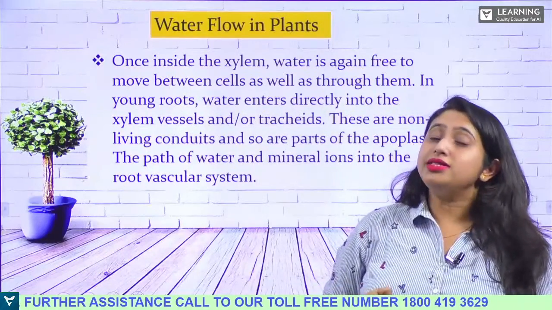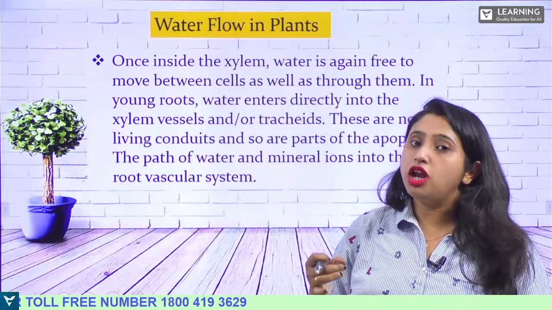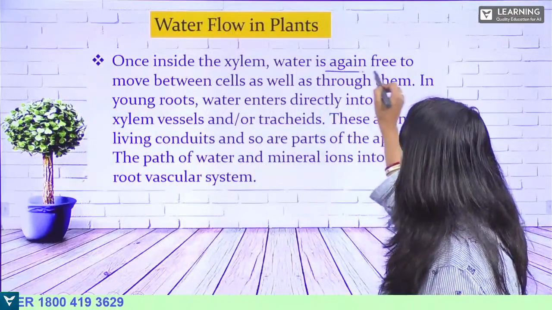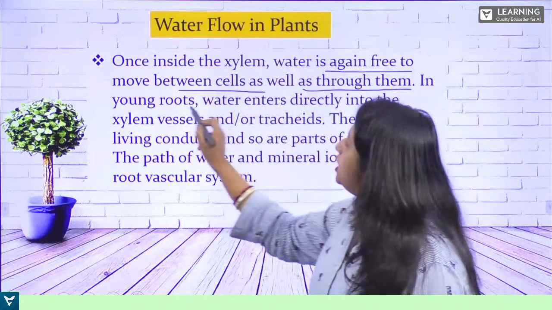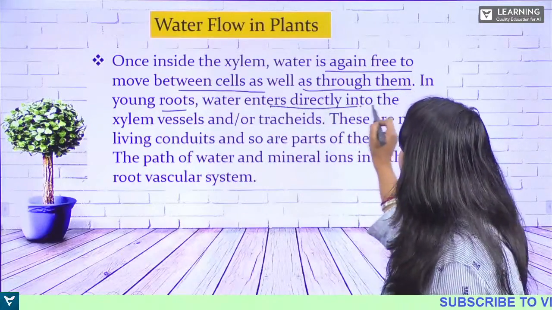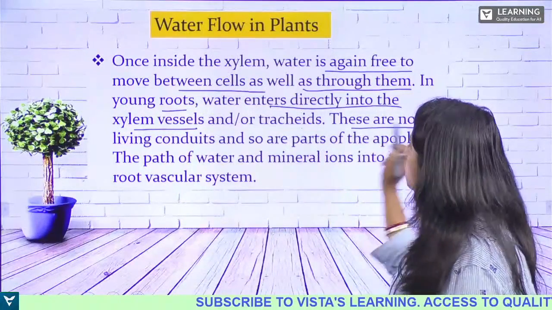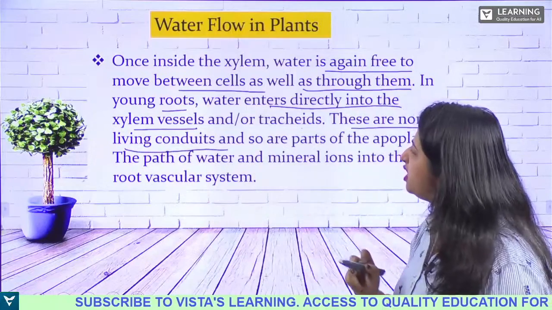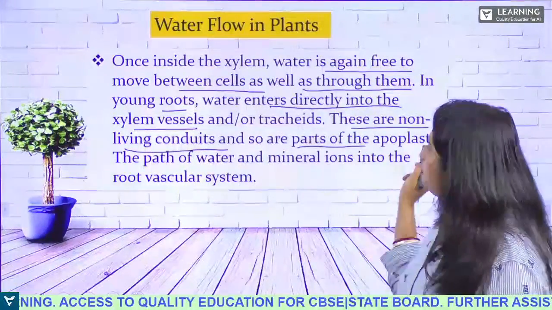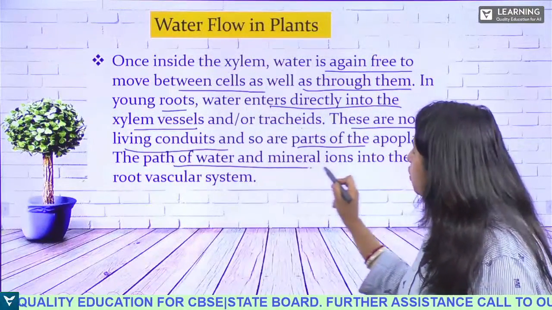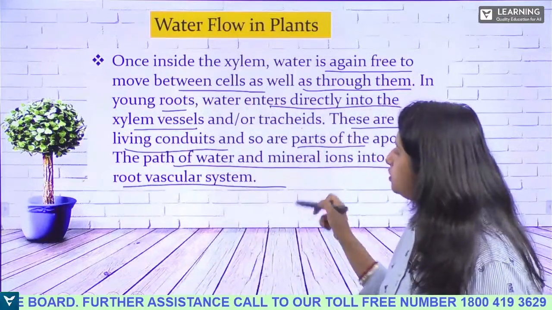Now, once inside the xylem, the water molecules have reached inside the xylem. The water is again free to move between cells as well as through them. In younger roots, water enters directly into the xylem vessels or tracheids. These are non-living conductors or conduits, and so are parts of the apoplast pathway, and the pathway of water and mineral ions into the root vascular system.